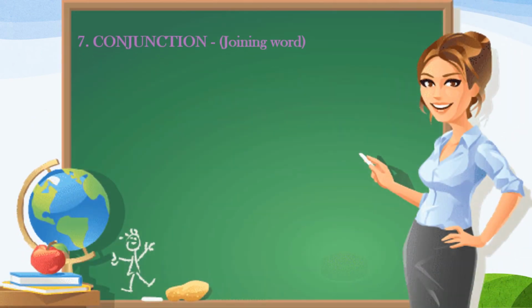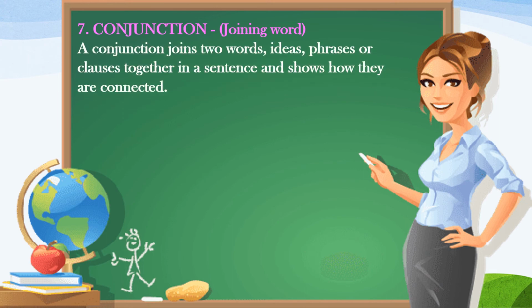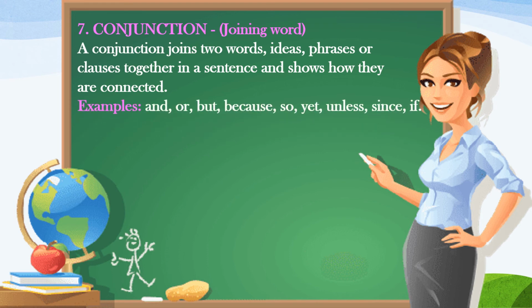Okay, now we are going to have the conjunctions, or the joining words or linking words. A conjunction joins two words or two ideas or two phrases or two clauses together in just one sentence and shows how they are connected. It means that according to the relation between two words or two sentences or two ideas, I'm going to use the suitable conjunction according to the relation between the two things.